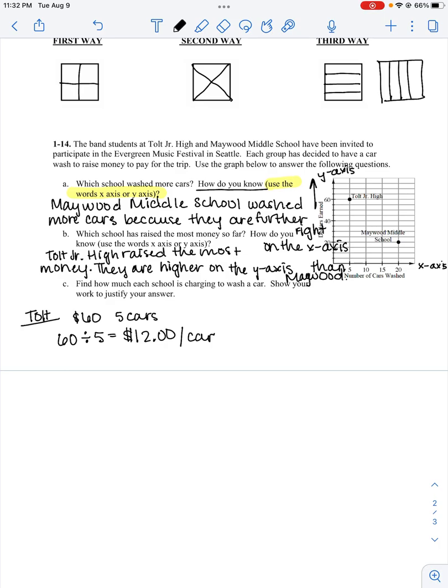Now I'm going to go look at Maywood. They did not earn as much money, so they are lower on the graph. They actually earned $20. However, they did wash more cars. They washed 20 cars. How much did they charge per car? Well, 20 divided by 20 is $1 per car.